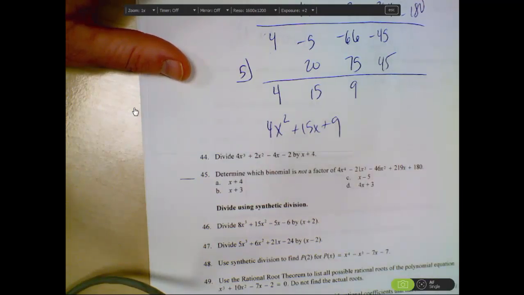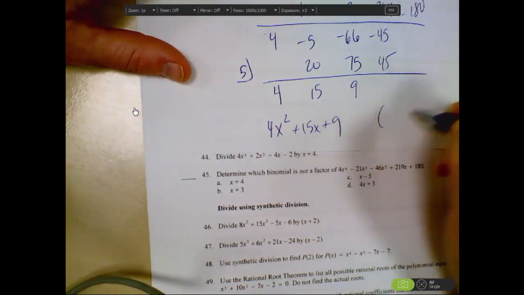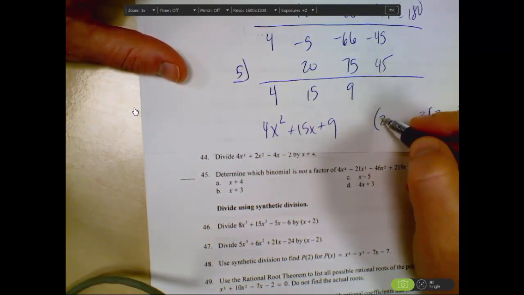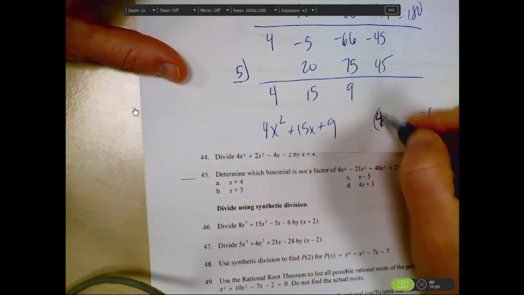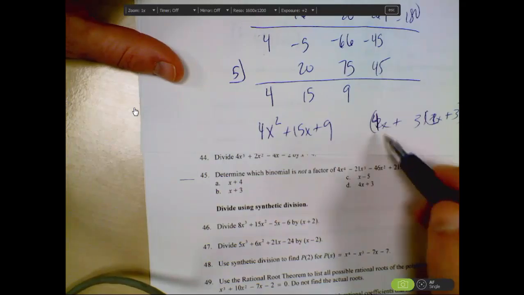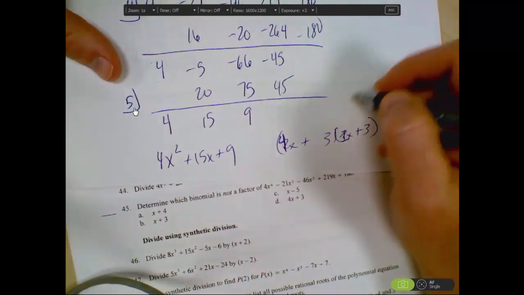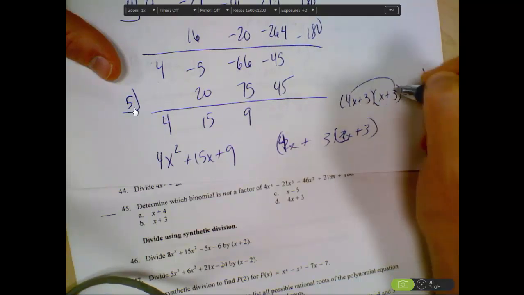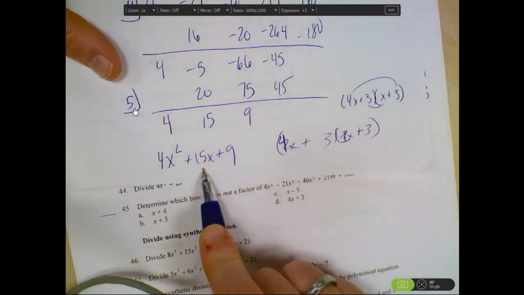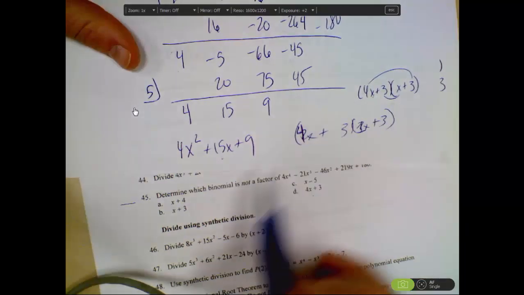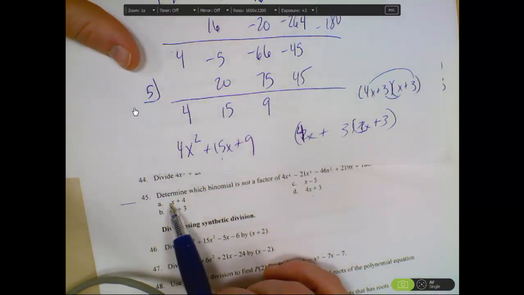So I could do two things. I could try to factor this. 2x, 2x, 3, 3, 6 and 6 is 12. That doesn't work. 4 and 1. 12 and 3 is 15. That works, right? 4x plus 3 times x plus 3. My outside is 12, my inside is 3. That gives me plus 15. So 4x plus 3 is a factor. X plus 3 is a factor. The only one that's not a factor is a.